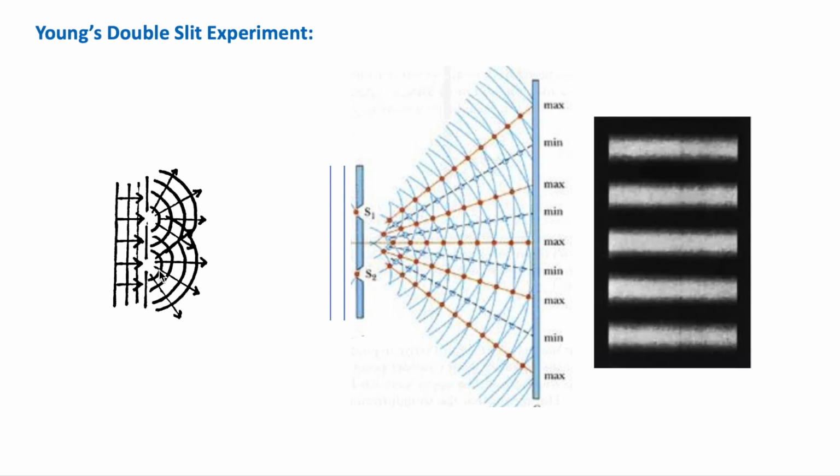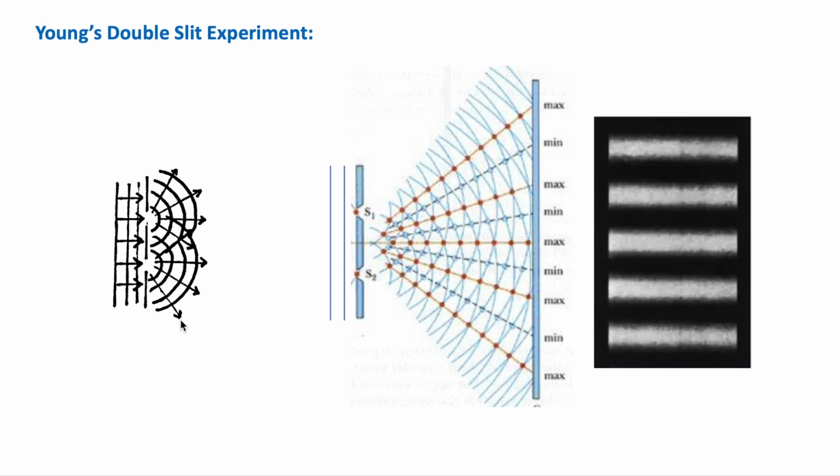And as we have discussed using Huygens' principle, the waves spread out from the two slits, as you can see here. So the light passing here deviates from the straight line path, as you can see here, and this is known as diffraction.